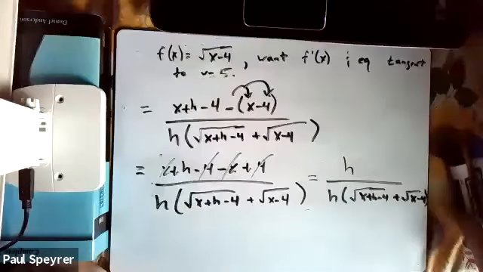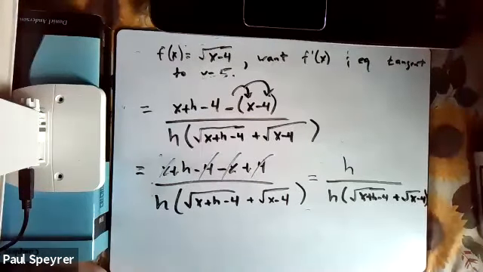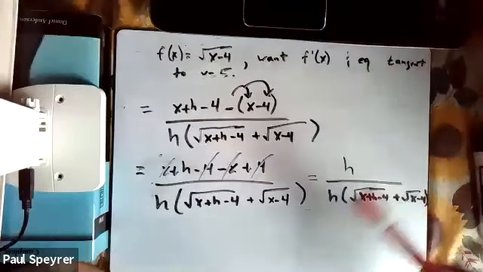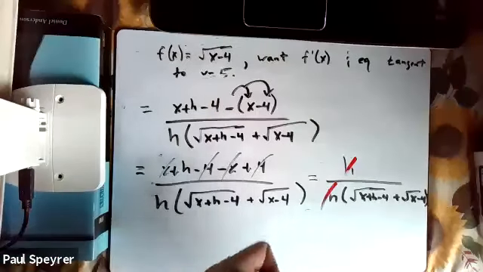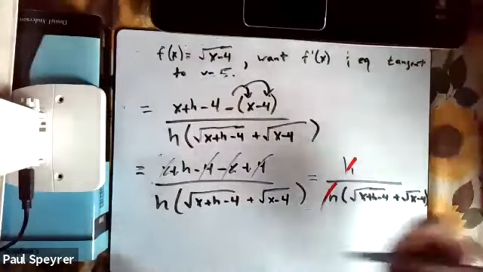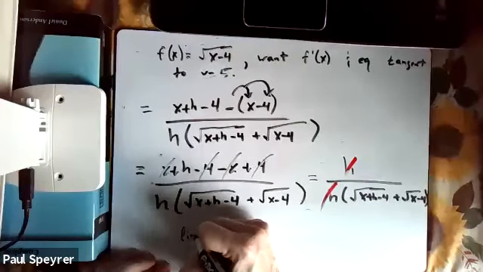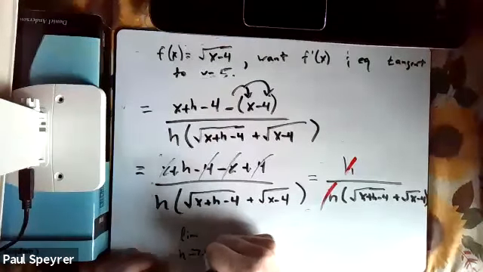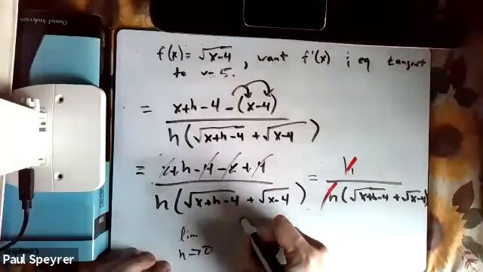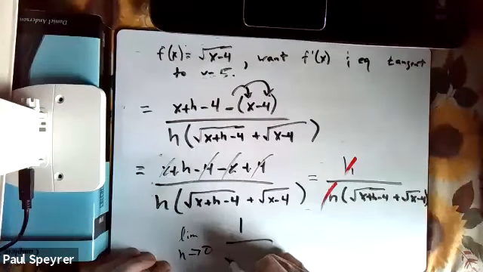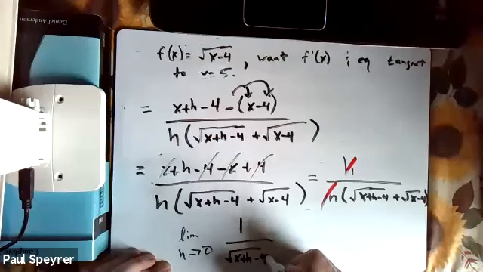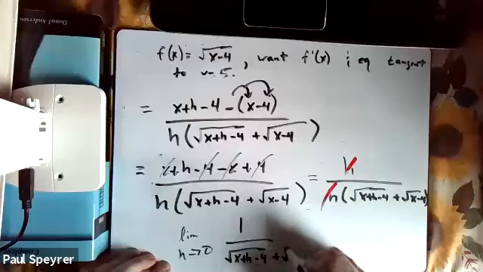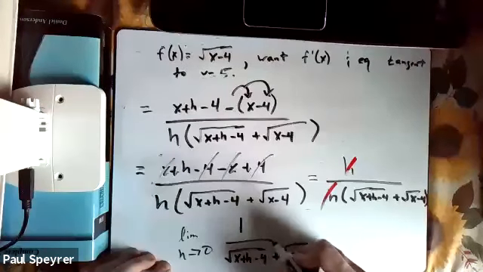Why is that important? Why must we be only left with h's? Well, because that's great because now what can we do? Look, that and that can cancel. So what are we left with? We're left with the limit as h approaches 0 of 1 over the square root of x plus h minus 4 plus square root of x minus 4.